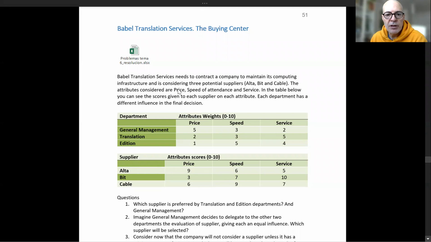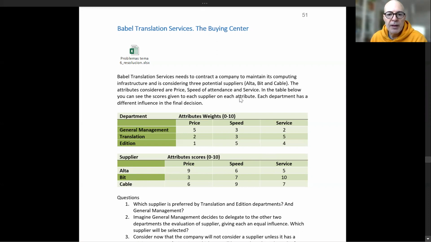The attributes considered are price, speed of attendance, and service. In the table below, you can see the scores given to each of the suppliers, Alta, Bit, and Cable, on each of the three attributes: price, speed, and service.